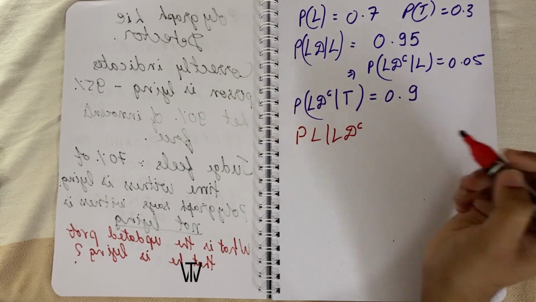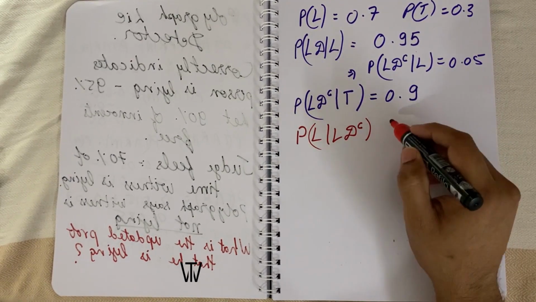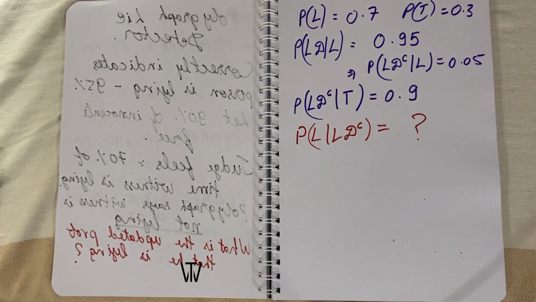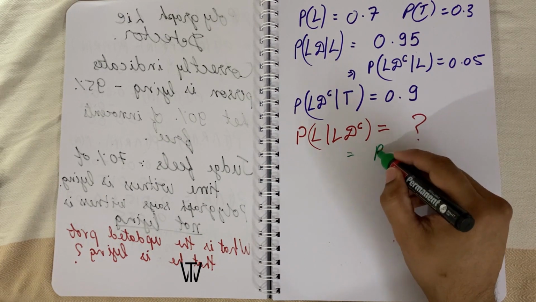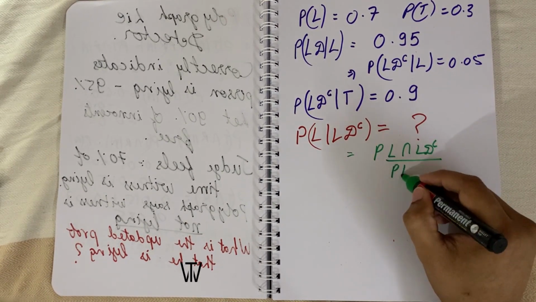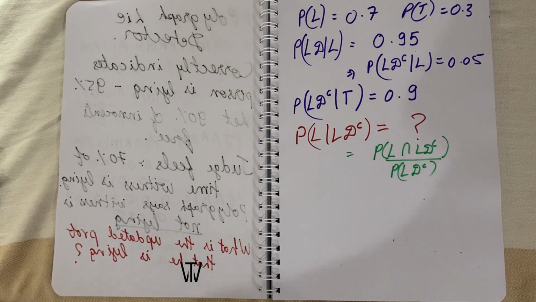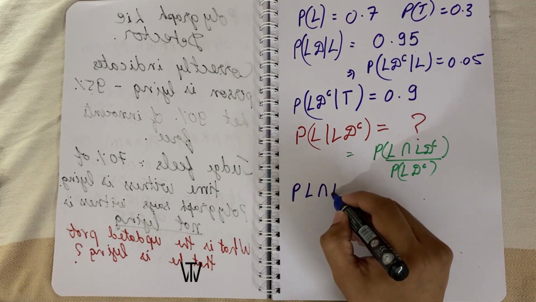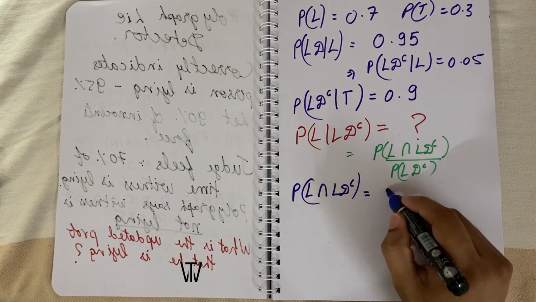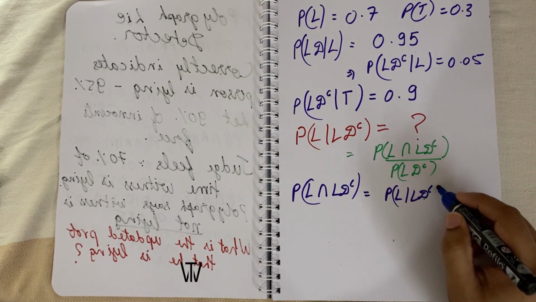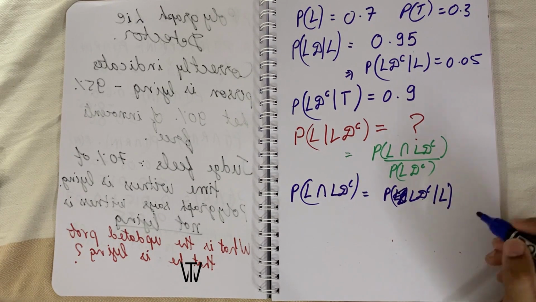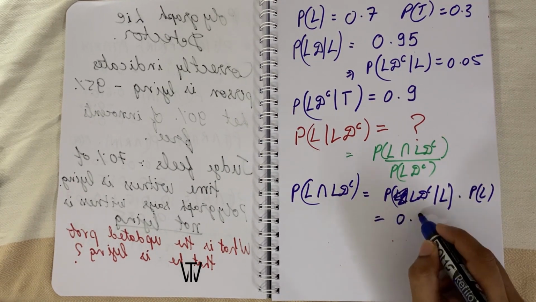So you are asked to compute P of L given LD complement, because the lie detector has said that the person is telling the truth. P of L given LD complement can be expanded as P of L intersection LD complement by P of LD complement by the multiplication law. So first let us compute P of L intersection LD complement, which is actually P of LD complement given L into P of L, which is 0.05 into 0.7, that's 0.035.